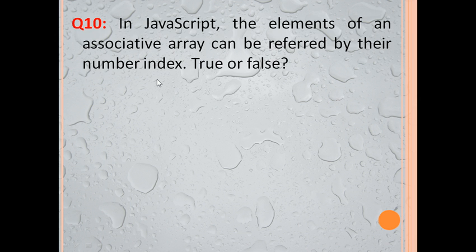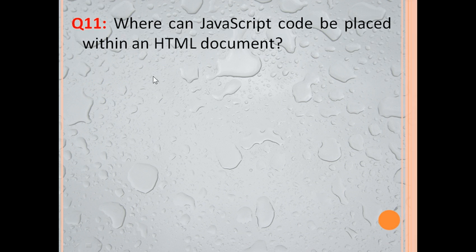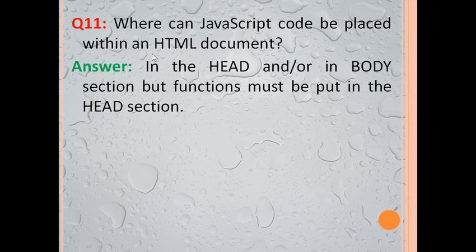In JavaScript, the elements of an associative array can be referred by their number index, true or false. The answer is false. The elements of an associative array can be referred only by their string index, not by their number index. Where can JavaScript code be placed within an HTML document? In the head section or in the body section, but functions are a part of the head section as a common practice for more readability.